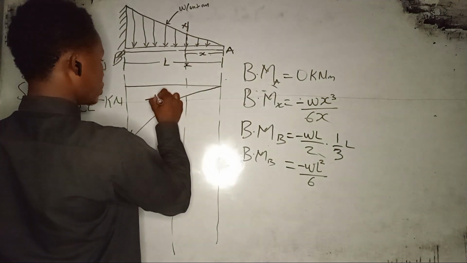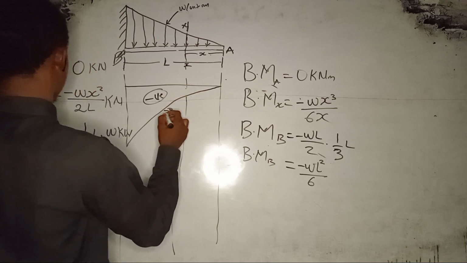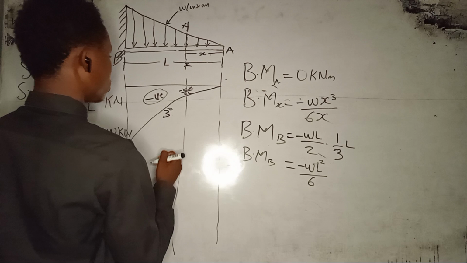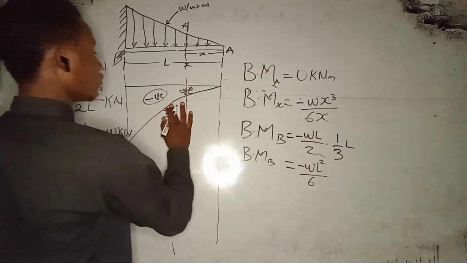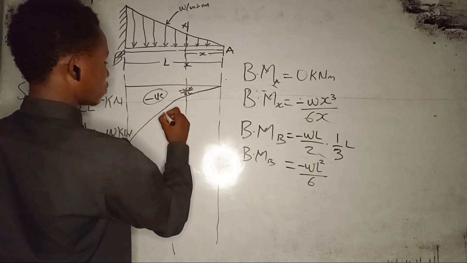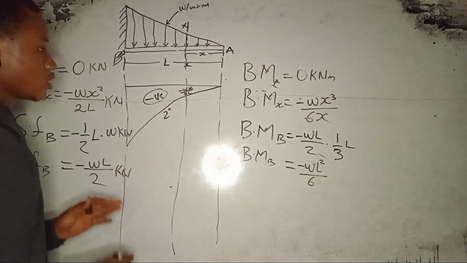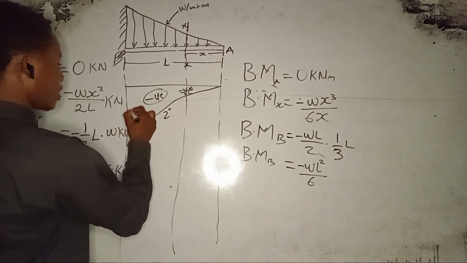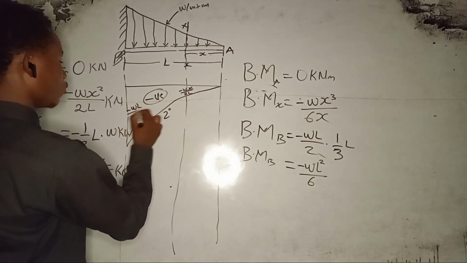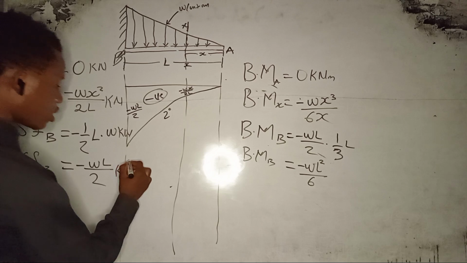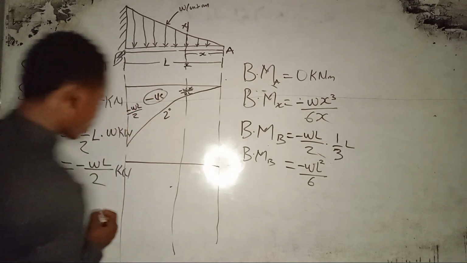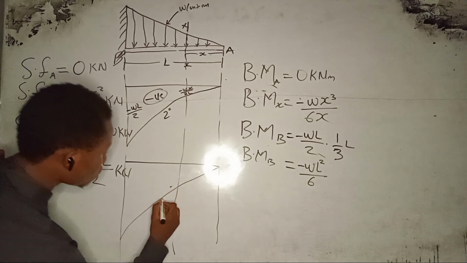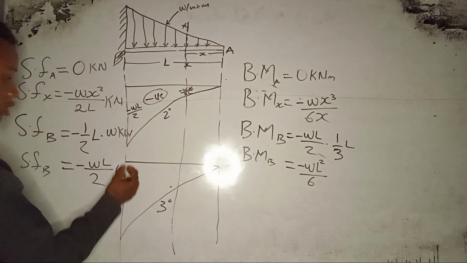Then we have our negative here. Here is minus wx squared over 2l. No, sorry. Our shearing force here is a 2 degree line, but our bending moment is going to be a 3 degree line. Then at here we have minus WL over 2 for our shearing force. And then for our bending moments, we have this. This is going to be a 3 degree, a third order line.